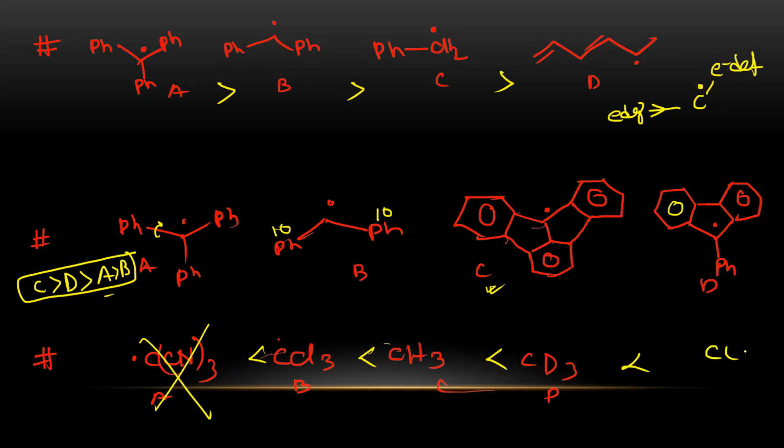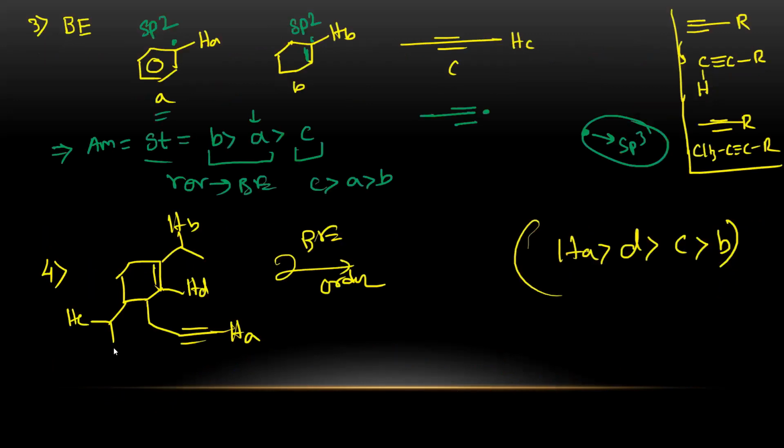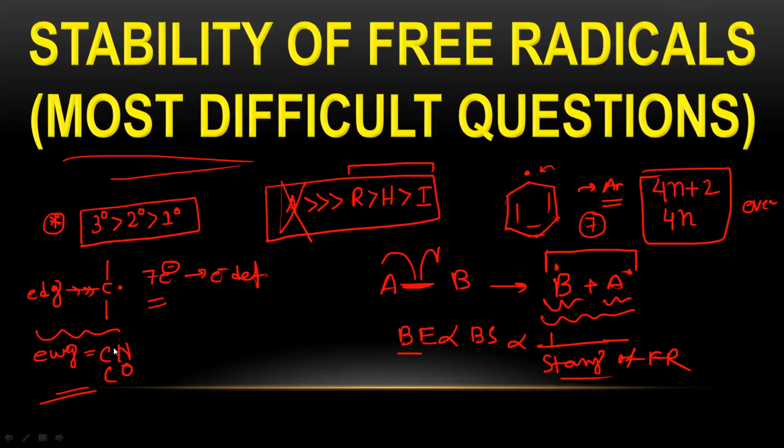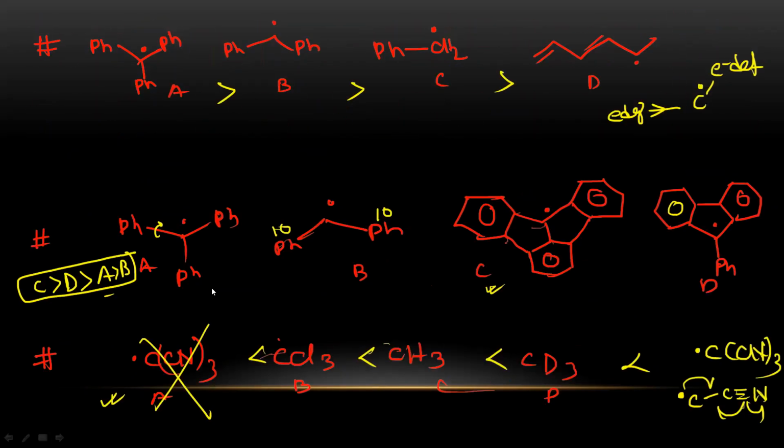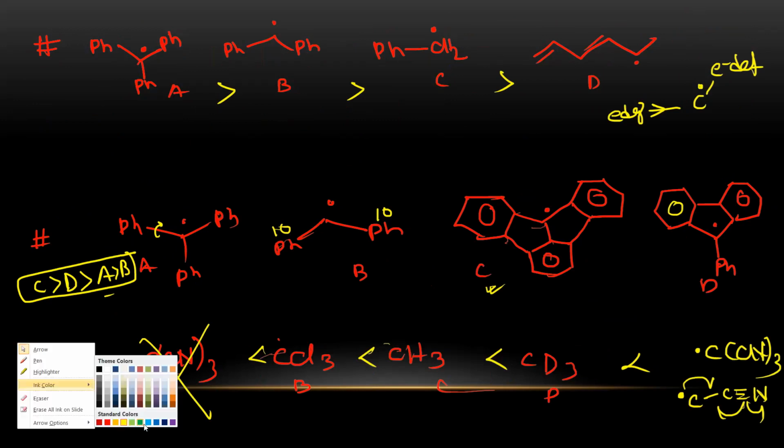Why? CCN whole 3. Because another thing you are missing, the triple bond N dot. This kind of conjugation will occur here. That's why it is most stable. That's why I taught you in the first slide that an electron withdrawing group sometimes can stabilize the system, for example CN and CO. That means conjugation can occur. So maybe CN is very much electron withdrawing, but it is providing conjugation to the free radical. So this is the reason. I hope you have understood it.